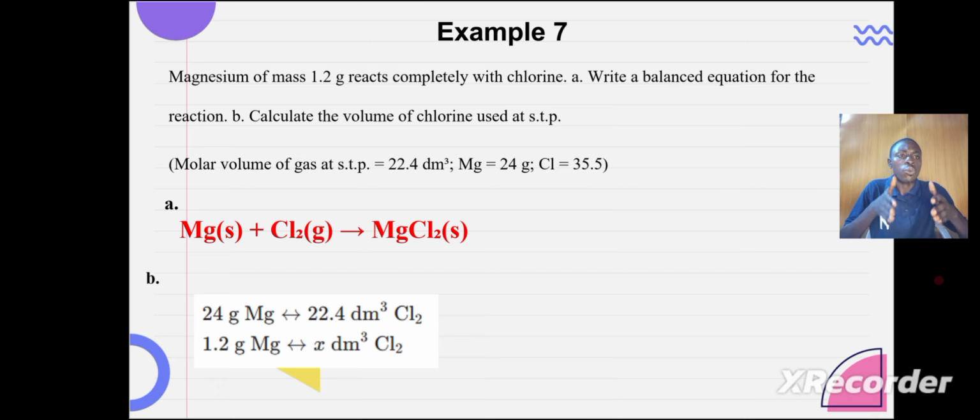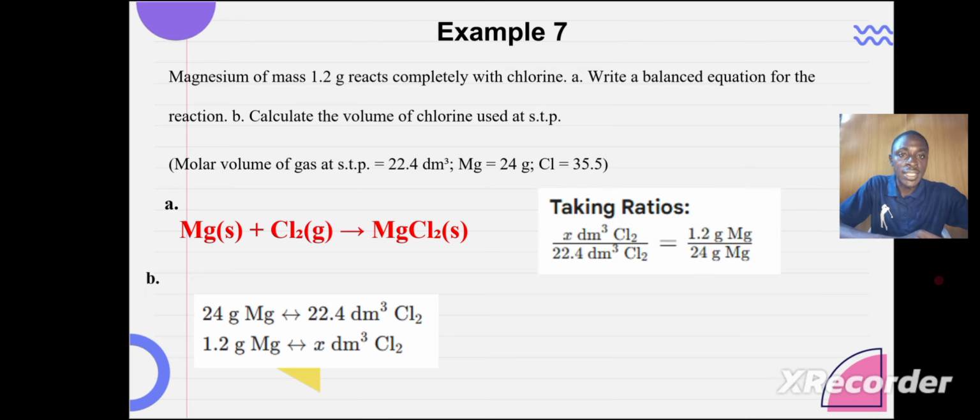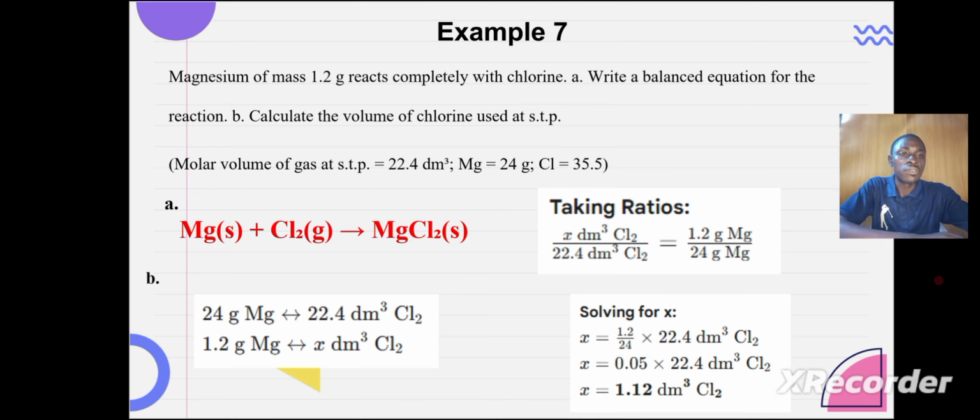So your relationship should be what you were given, or what you can easily deduce, and what you are looking for. So from the equation, the molar mass of magnesium is 24. It means that 24 grams of magnesium is equivalent to 22.4 dm cube of chlorine. And then 1.2 grams of magnesium will be equivalent to x dm cube of chlorine as required. So once you take ratios, x divided by 22.4 is equal to 1.2 divided by 24. So ratios from the same sides. So once you cross multiply and solve, you will have that x is equal to 1.12 dm cube of chlorine.